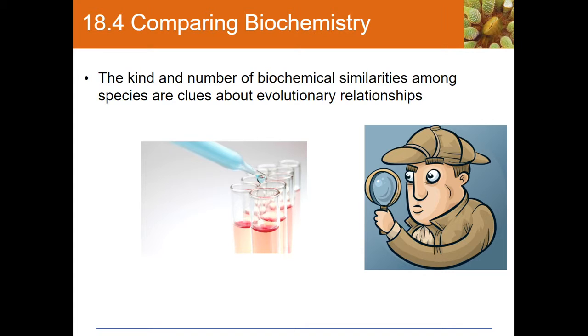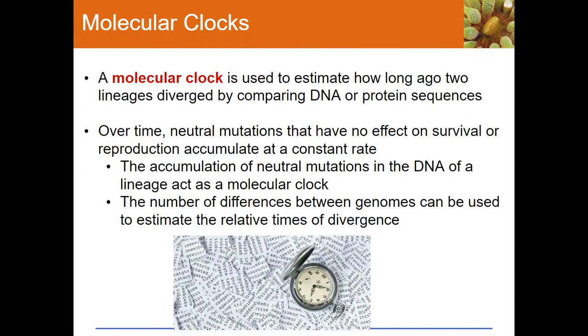Even as we look into viruses, like COVID-19, we see how some of these viruses have evolved by looking at their DNA and how closely related they are, which can also perhaps help us identify certain vaccines or treatments for these things. So it's kind of an important deal. So the kind and number of biochemical similarities among species are clues about evolutionary relationships. So molecular clocks are used to determine how far apart these organisms are, or how long ago they evolved.